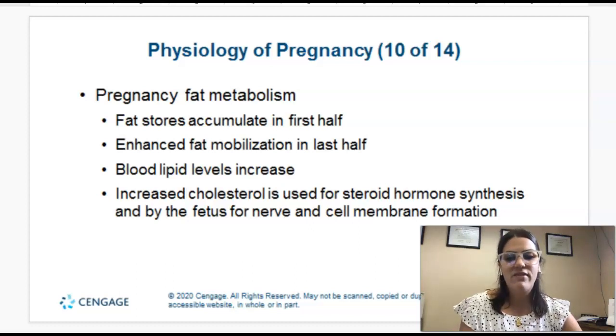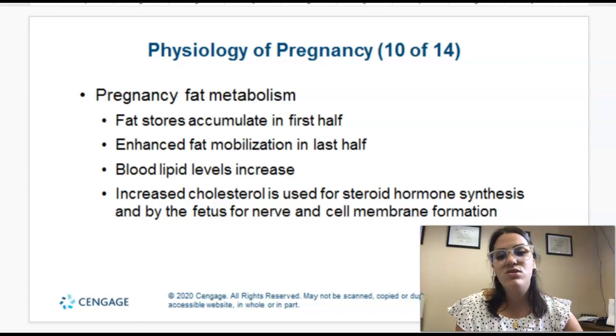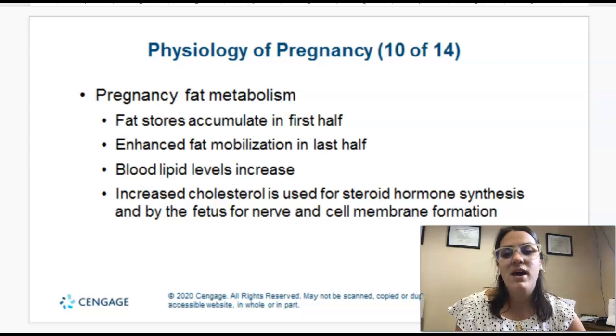And then in the last half of pregnancy, we're going to enhance the mobilization of those fatty acids, so those can be used as energy for the developing fetus in the last half of pregnancy. So here again we see that this accumulation of fat stores is an anabolic pathway, whereas the fat mobilization in the latter half of pregnancy is a catabolic pathway.